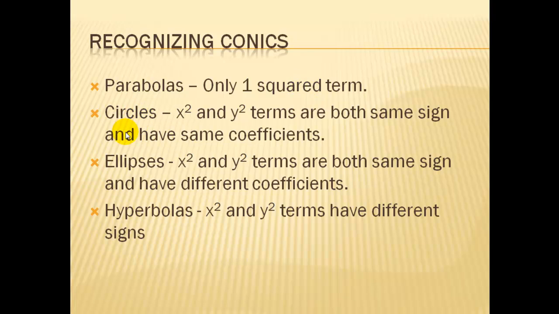To distinguish between circles, ellipses, and hyperbolas, we need to look at the coefficients of the x squared term and the y squared term. If the x squared and y squared have exactly the same coefficient, both number-wise and sign-wise, it's a circle. If they have different coefficients but they are the same sign, either both positive or both negative, it's an ellipse. And finally, if the coefficients are different and have opposite signs, it's a hyperbola. So let's practice this on our next slide.